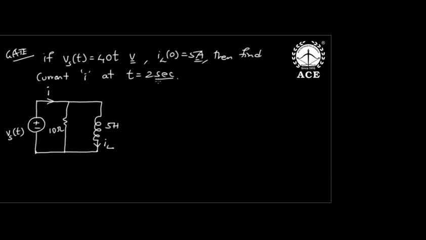Here plotting is not necessary because he's asking for the value. No need to plot. If I ask to plot the current, that is a different problem. Now I will apply KCL. This current is IR and this current is IL. According to Kirchhoff's current law, I is IR plus IL. Actually, these are functions of time. This is not like DC; DC circuit analysis is over, and now we are learning time-varying circuits. So I of t equals IR of t plus IL of t.